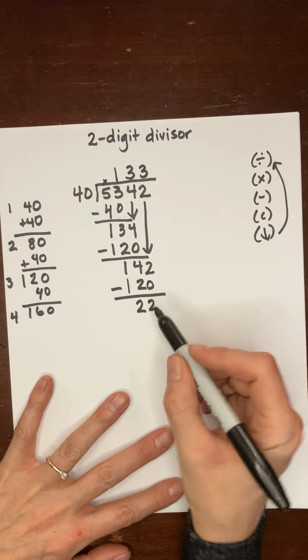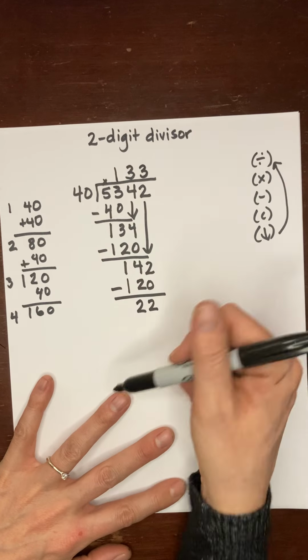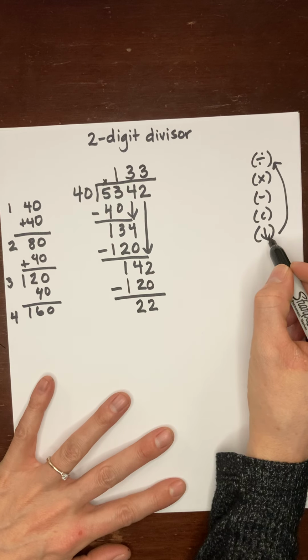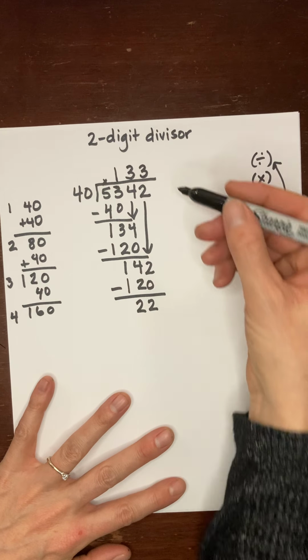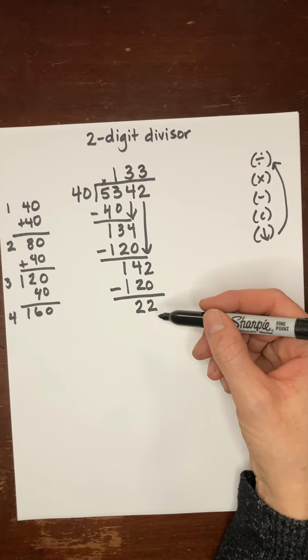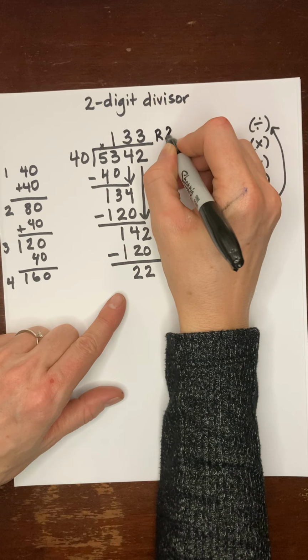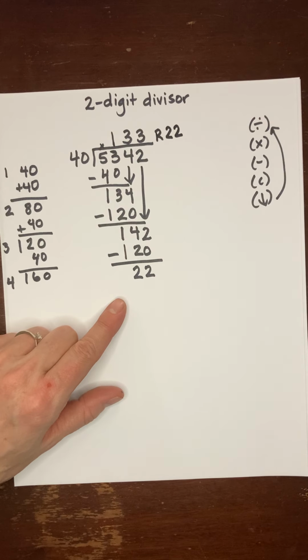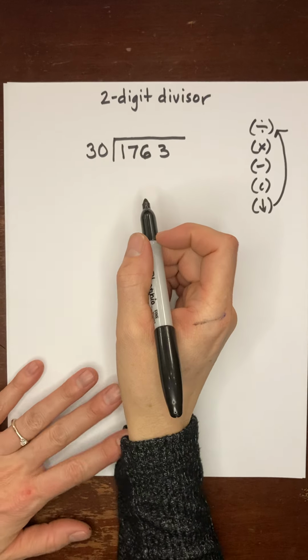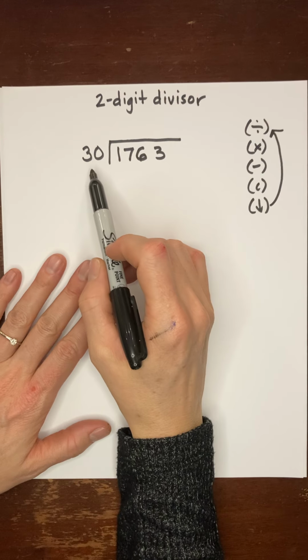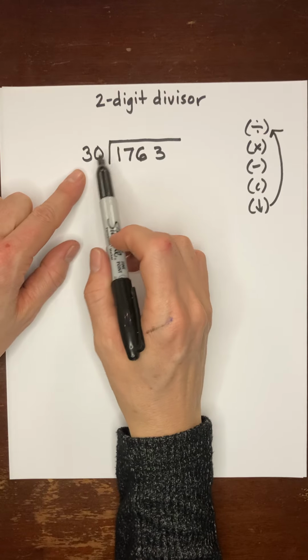All right, we're going to compare. 22, is it less than 40? Yes, it is. So we're doing it right, and we can bring down, except we don't have any more numbers to bring down. We've come to the end of our problem. So we're going to go ahead and write our remainder up here. Remainder 22.